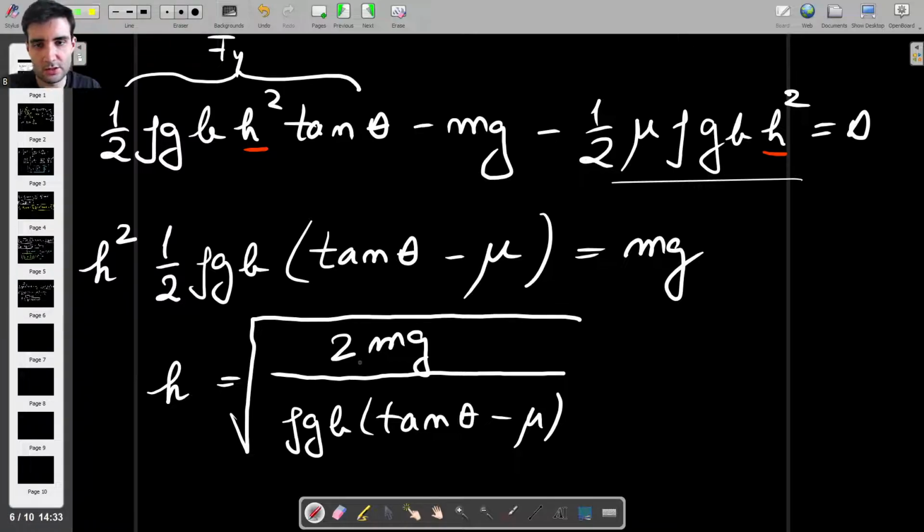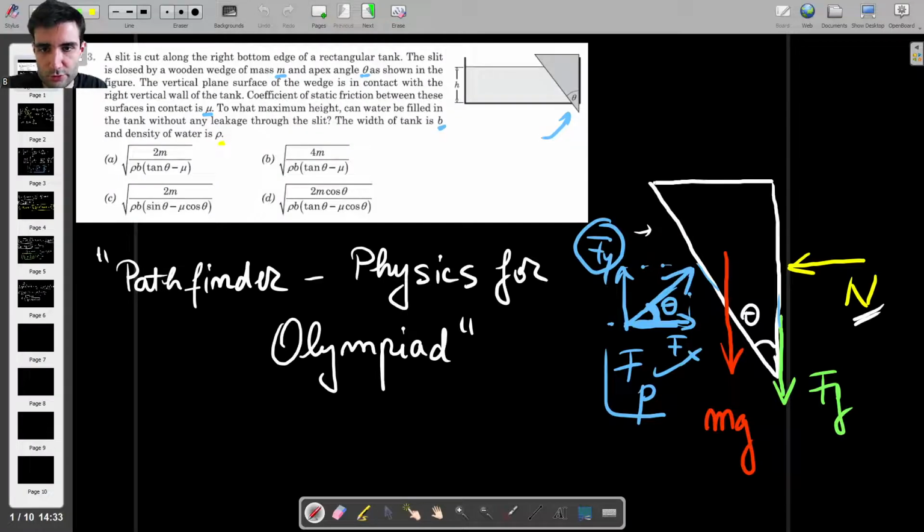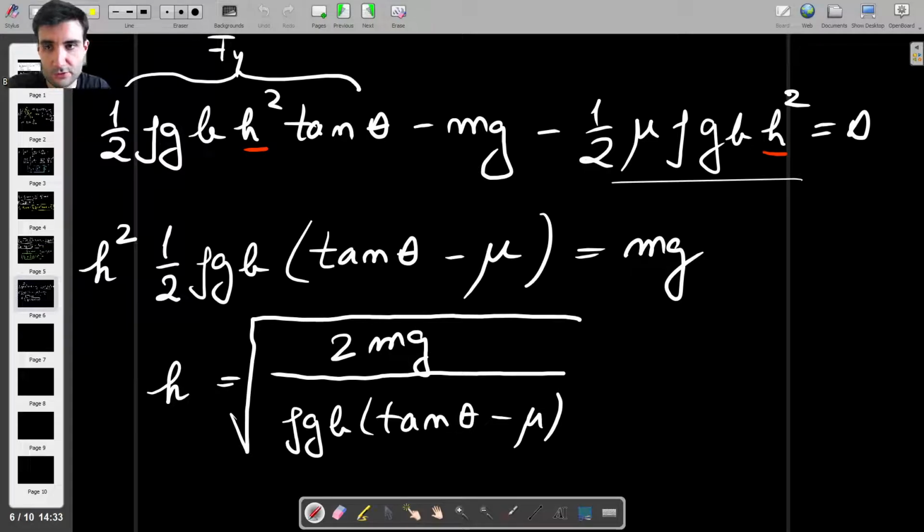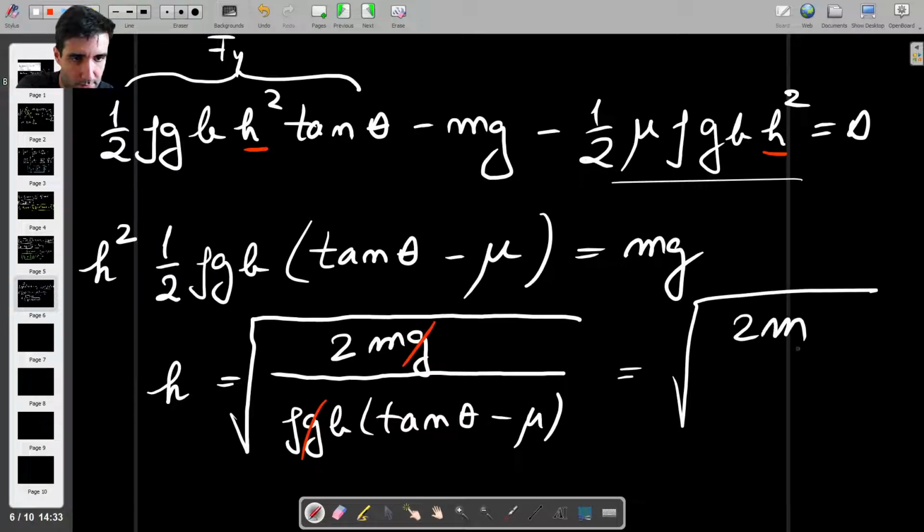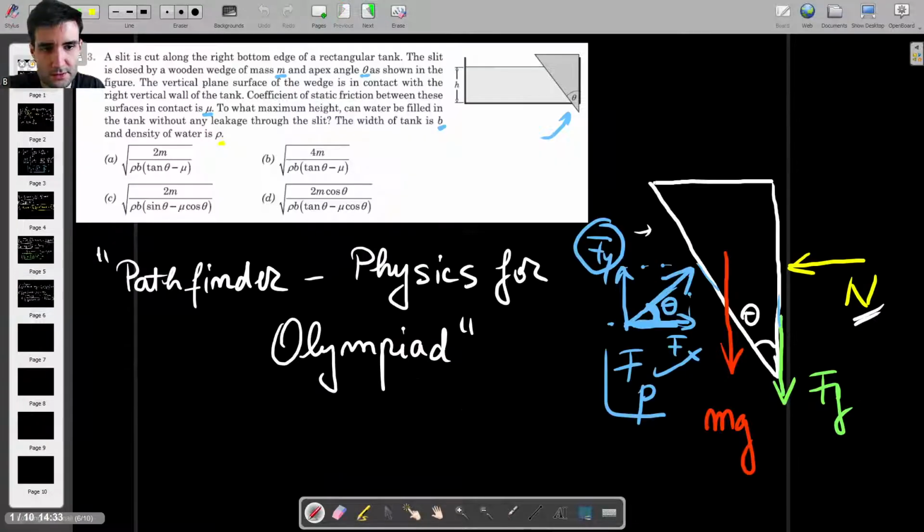And that's what we get, right? So 2mg over rho g b, tan theta minus mu. Let's see which one satisfies this. Of course, another thing that we can do is just simplify the g's, right? And we're going to end up with 2m over rho times b, and then we have tan theta minus mu. And the one that looks like the correct answer is actually A, right? So A is exactly what we got, and A is the correct answer to this question. And that's it.